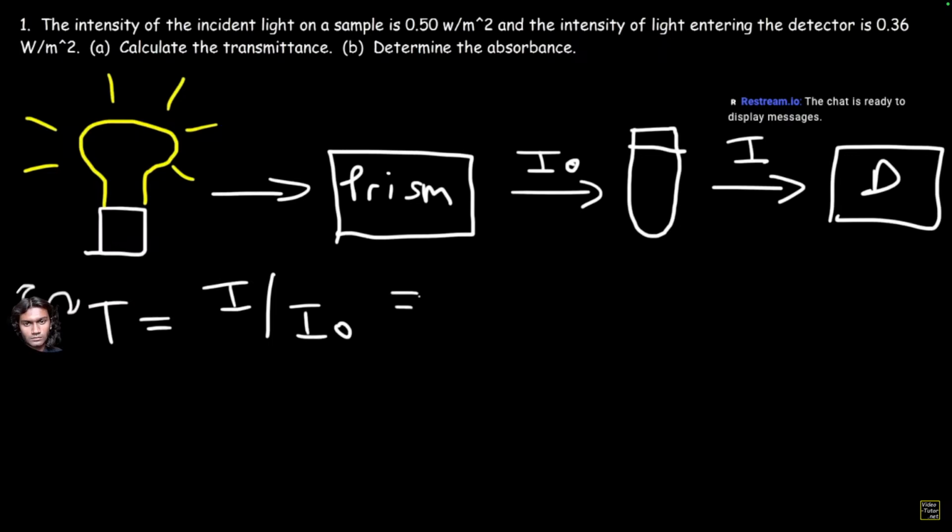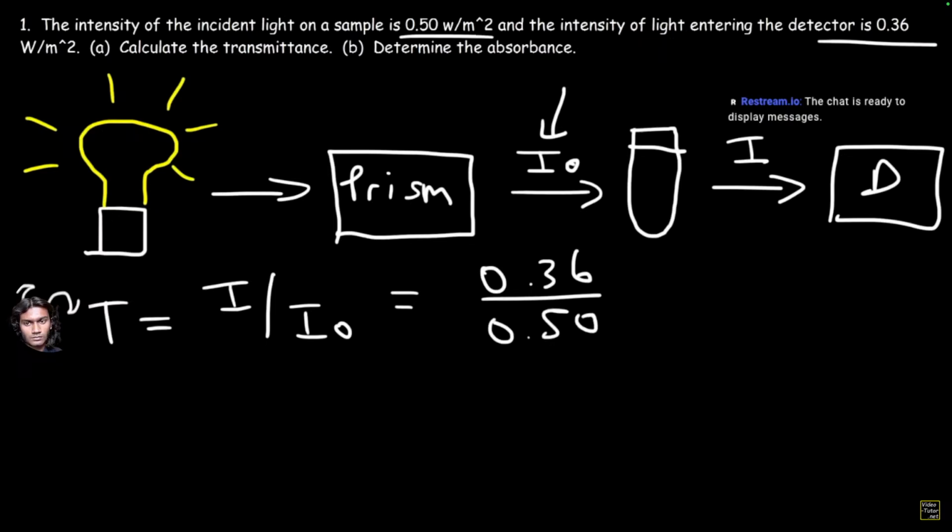So the intensity of light entering the detector, I, is 0.36. The incident light, I0, is 0.5. So 0.36 divided by 0.50, that's 0.72. So that is the transmittance of the solution.